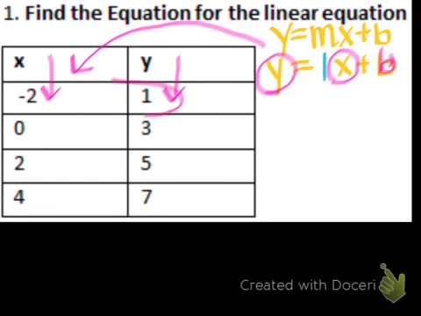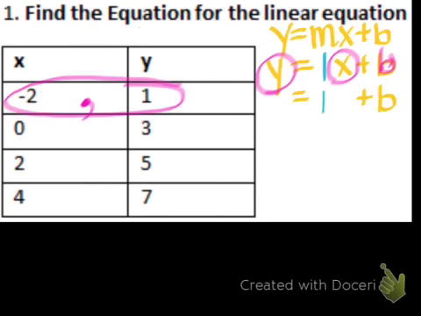So if I use this first coordinate right here, negative 2 comma 1, where my x is negative 2 and my y is 1, we can come over and we can substitute it in. So we get that x is negative 2, so I'm going to substitute that here. And then our y is positive 1, so I'm going to substitute that there. Now what we can do is we can simplify and we can solve for b.